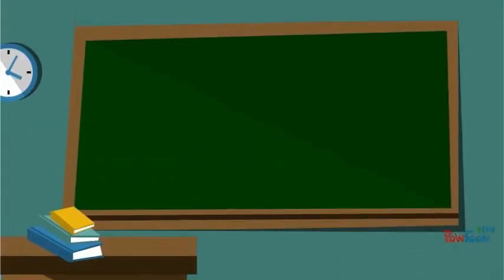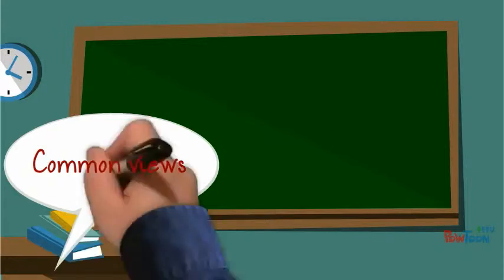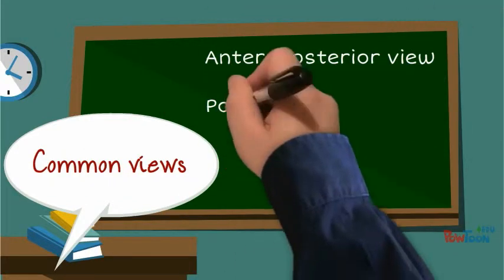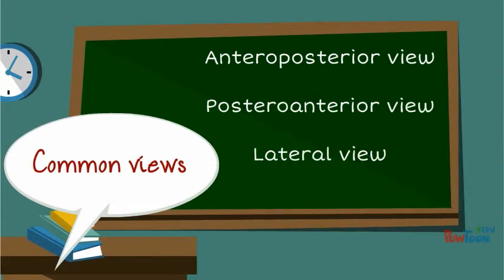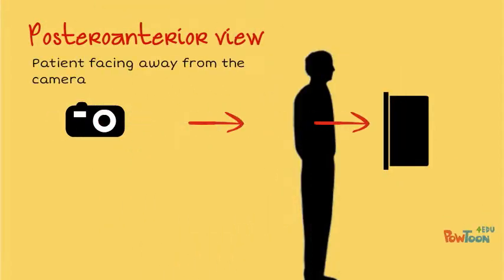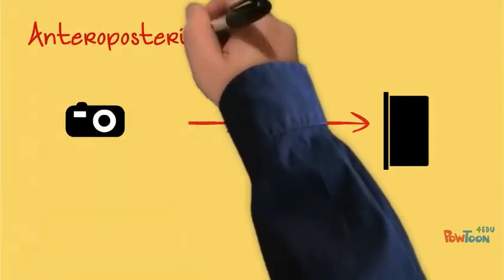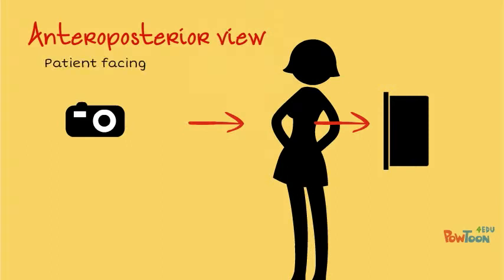The most common views in musculoskeletal radiography are antero-posterior or postero-anterior and lateral views. They are named by the direction of the X-ray beam from the camera to the plate. So for example, in this schematic you can see the positioning for the postero-anterior view of the chest, with the patient facing away from the camera and the film plate positioned in front of their chest. An antero-posterior view of the shoulder is performed with the patient facing the camera.